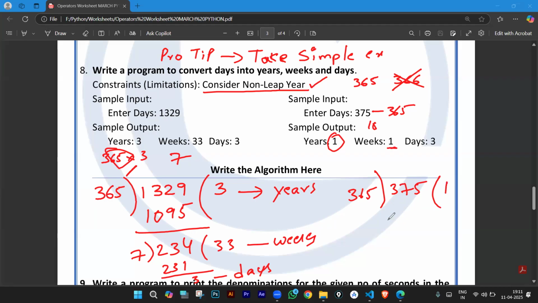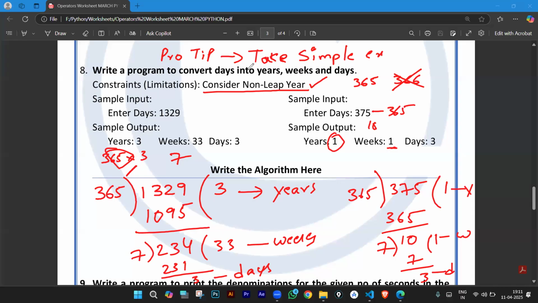Now, 365 once, 365. What's the remainder? 10. Again, multiples of 7 we need. 7 once, 7. What's the remainder? 3. So 1 year, 1 week, 3 days. That's it. 1 year, 1 week, 3 days.